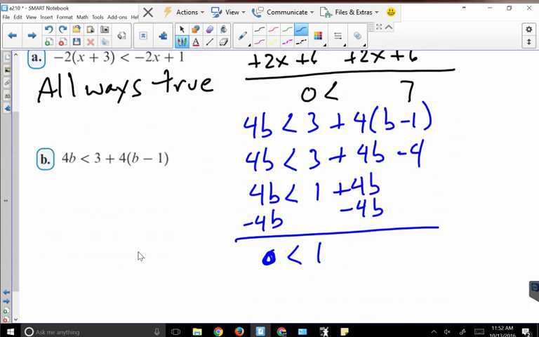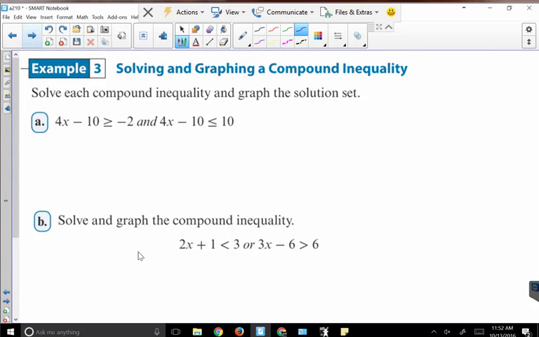So, here we go. Compound inequalities. Two things at one time.